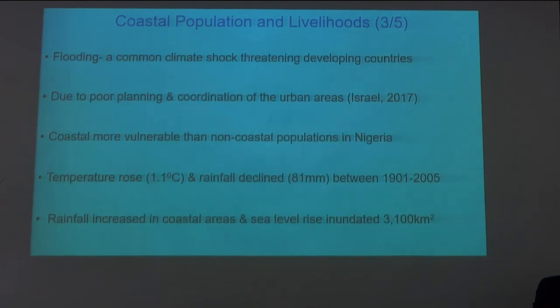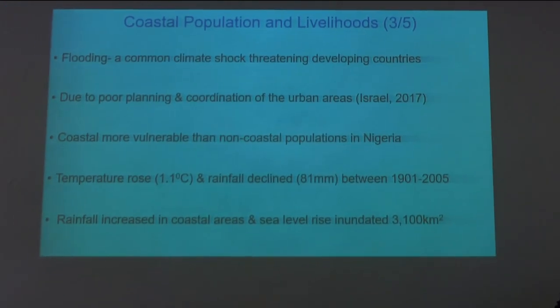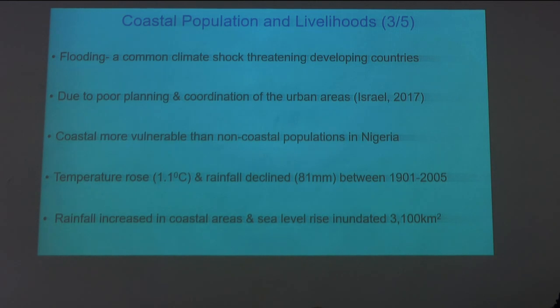And flooding itself is one of the major climate shocks threatening developing countries. And this is basically due to poor planning and coordination of urban areas specifically. And the coastal areas are more vulnerable compared to inland areas to climate change in Nigeria.